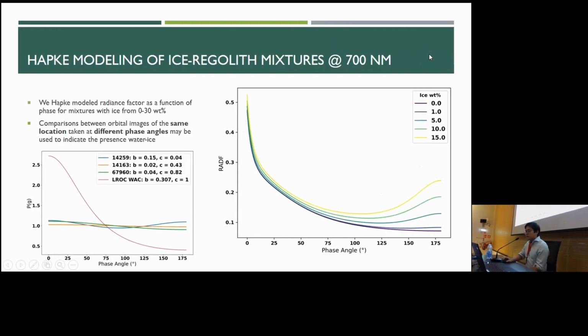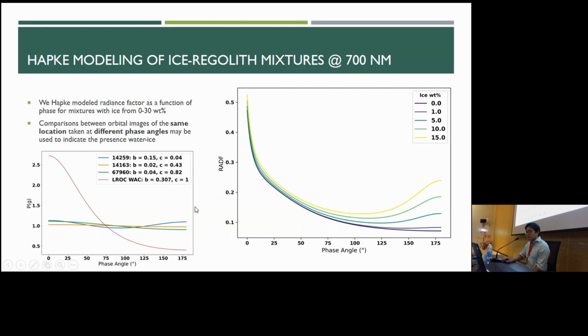In addition to this, we did a little bit more Hapke modeling of ice-regolith mixtures at the same wavelength in order to demonstrate how this fact might be useful. So we model mixtures ranging from 0 to 15 weight% on this plot. And as we can see, as the phase angle increases, the radiance factor that one would expect at standard viewing geometry changes quite dramatically, even between some very small ice weight%, unlike with the previous modeling that I showed.